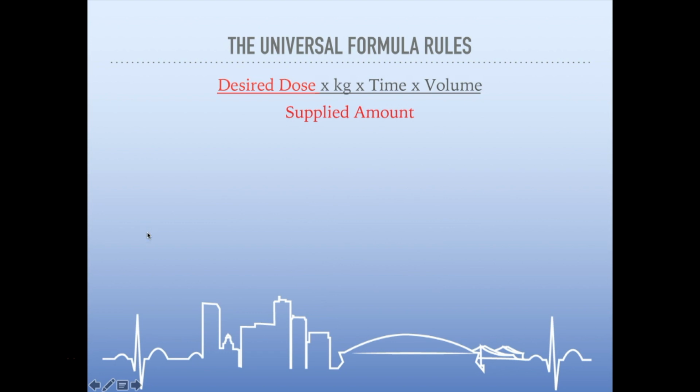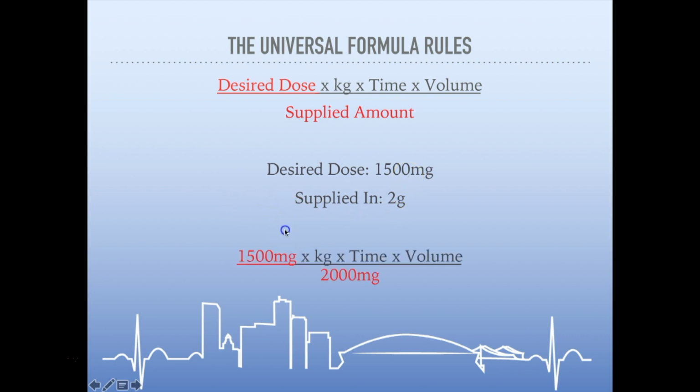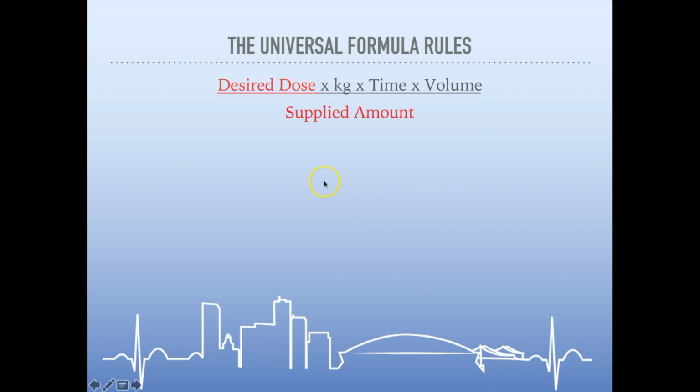So we have to get our desired dose and our supplied amount in the same units of measurement. For this example, we have 1,500 milligrams for our desired dose, and it's supplied in 2 grams. We'll set our formula up, and you can see we have 1,500 milligrams for our desired dose, and we converted our grams to milligrams by simply adding 3 zeros behind it. Let's look at that one more time.